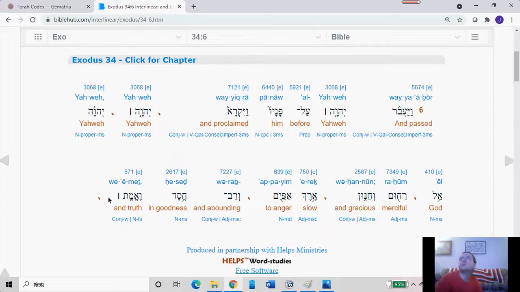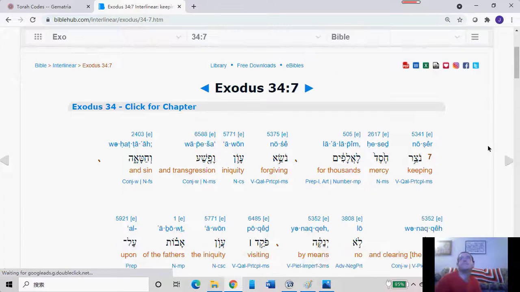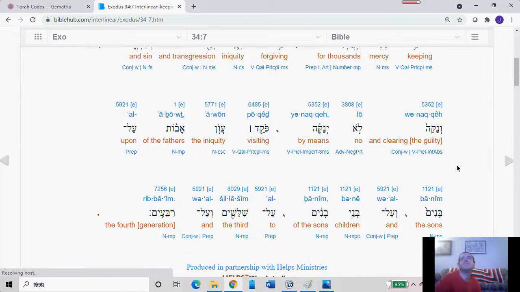Now, I did want to show you something here as we're now looking at the interlinear. Notice that, oh my goodness, where in the world is the colon? I don't see one. Oh, yeah. Do you see any colon? Oh, there we go, at the end of that.